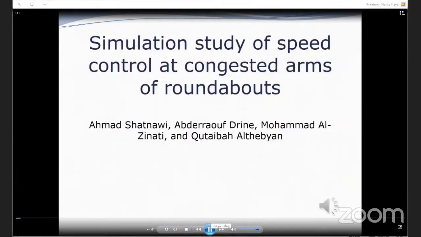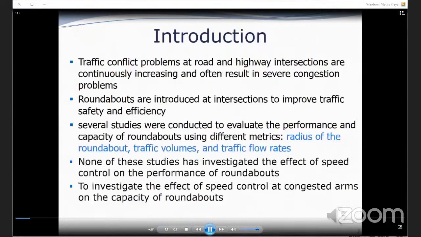In this presentation, we'll talk about a simulation study of speed control at congested arms of roundabouts. Roundabouts are introduced at intersections to improve traffic safety and efficiency. A roundabout is a type of intersection where traffic flows in one direction around a central island. The flow priority is given to the vehicles within the roundabout. However, traffic congestion at roundabouts is becoming a troubling issue that traffic engineers must address more seriously.